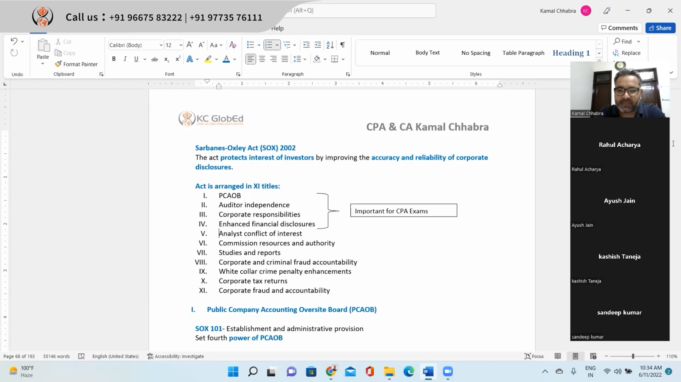Public Company Accounting Oversight Board. So the first title is on PCAOB. Second is auditor independence. In the same way, we have discussed in detail the independence rules as per AICPA, right?